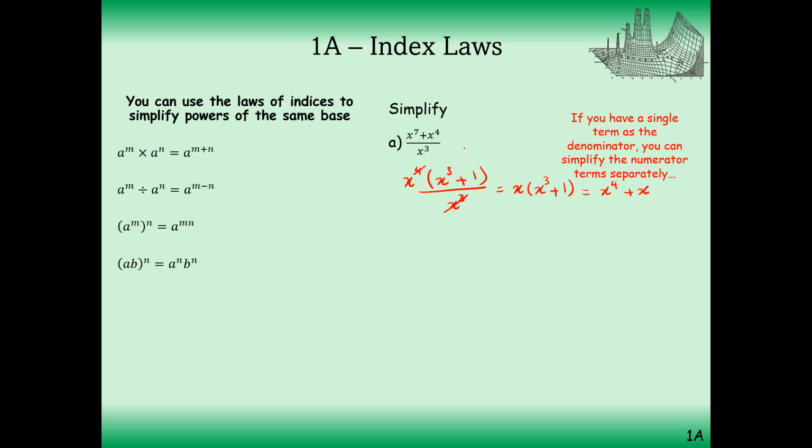Or another way to think about it is to split up the fraction into two fractions. We would have written it like x to the power of 7 over x cubed plus x to the power of 4 over x to the power of 3. So then you simplify each fraction separately, and you end up with the same answer that we've got here: x to the power of 4 and x to the power of 1. Now I'm going to remove that and have the next exercise here.